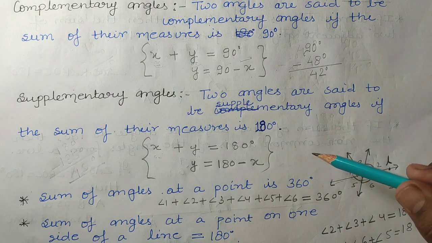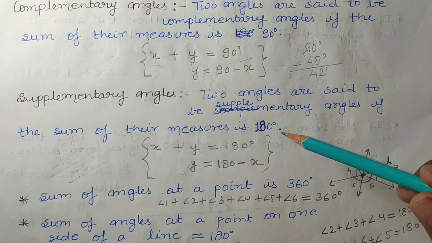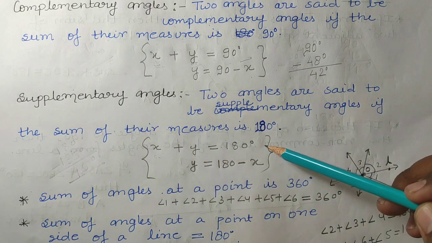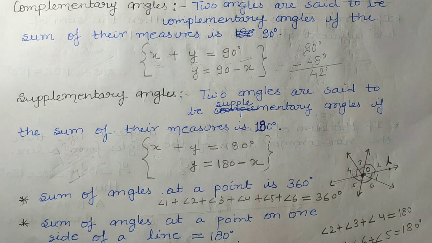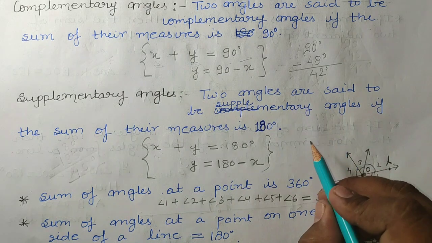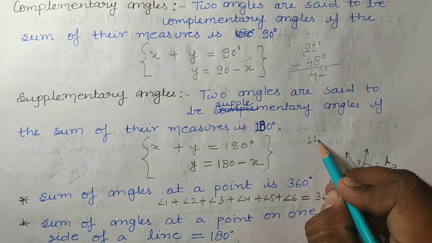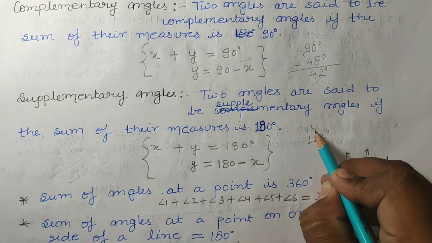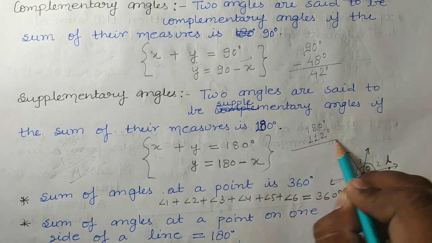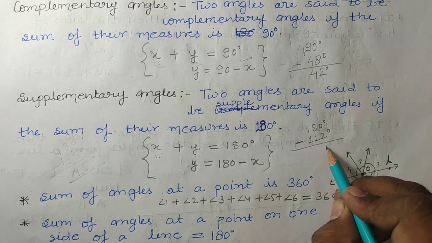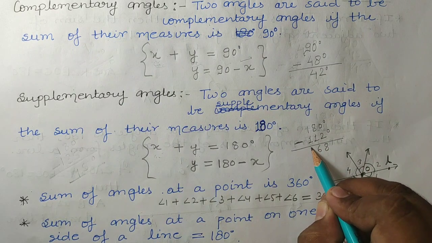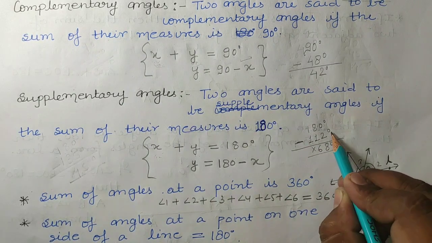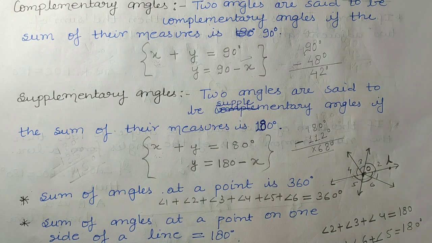In the same manner, if the sum of two angles is 180 degrees, then the angles are known as supplementary angles. To find the supplement of an angle, you have to subtract it from 180 degrees. Like if someone asks what is the supplement of 112 degrees, you have to subtract 112 from 180. When you subtract, you get 10 minus 2, that is 8, 7 minus 1, that is 6, and here it is nothing. So 68 degrees is the supplementary angle of 112 degrees.